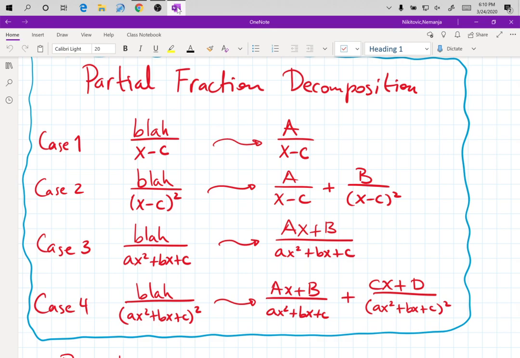Let's see what we can do with partial fraction decomposition, and then we're going to see what we're going to do with the rest, exams and stuff. That's all going to be in MyMathLab, so good luck with that.